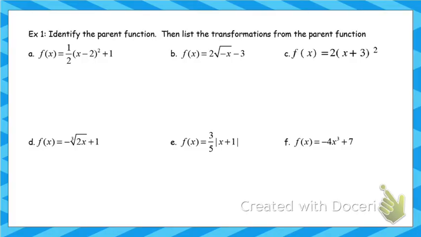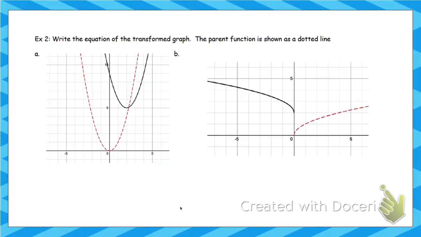All right, so what we're going to do now is just look at some of these graphically. In the dotted line, you're going to see the parent function. So the first thing we want to do is recognize what parent function this is. That first one, that parabola, is the quadratic parent function, which is x squared.